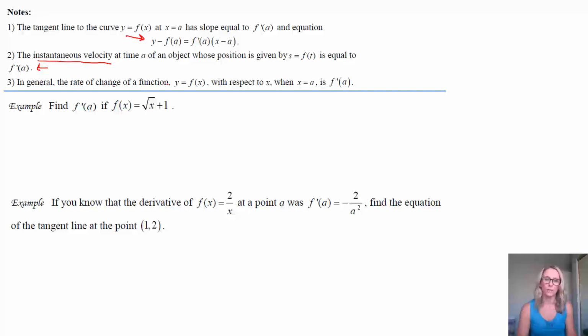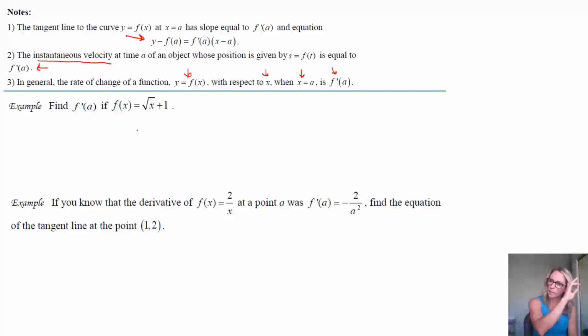And in general, the rate of change of a function, so if you have a function, the rate of change with respect to x, which just means that the function is a function of x, at some certain point is f prime of a. So it's all about the rate of change, which is the big idea of the beginning of calculus. So let's take a look at an example. Find f prime of a if f of x equals the square root of x plus 1.